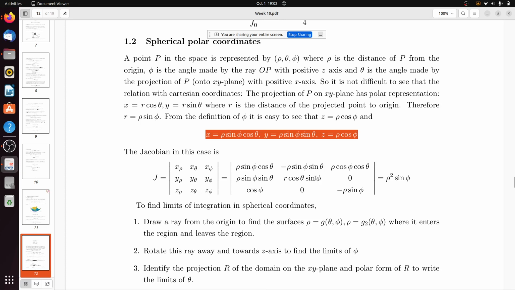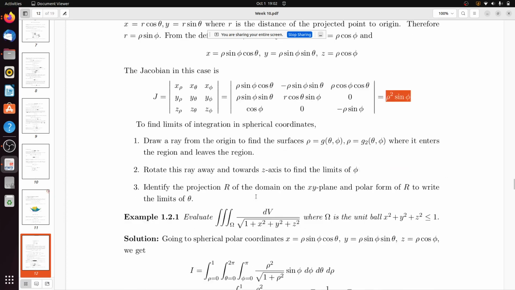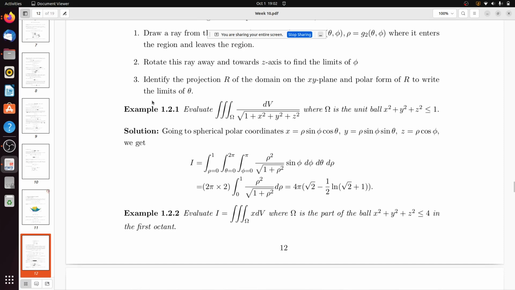You determine the Jacobian, and you will get this rho square sin phi. How are they effective? See, if you are given this type of problem, evaluate the integration over omega of dV by 1 plus x square plus y square plus z square, where omega is the unit ball, x square plus y square plus z square less than or equal to 1.